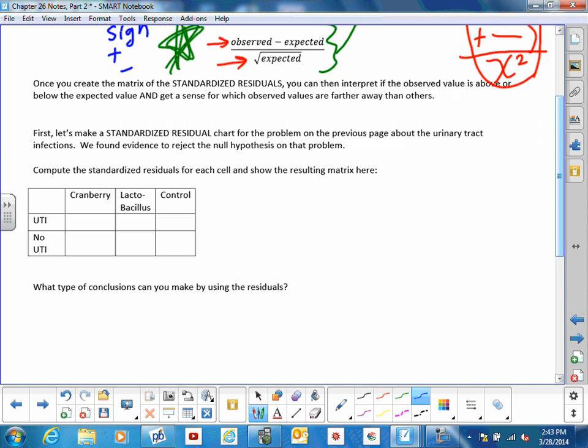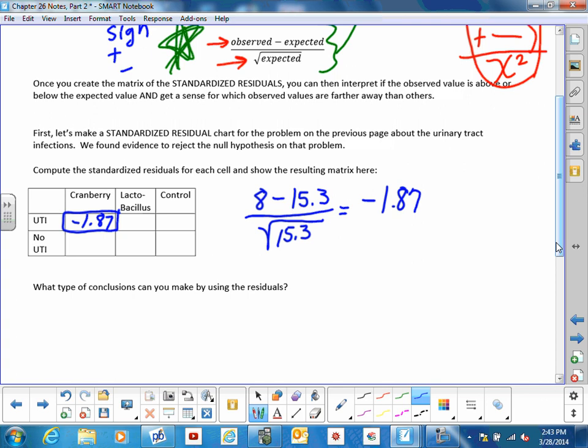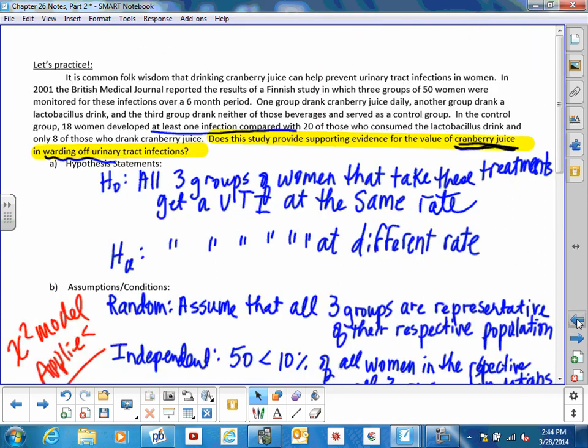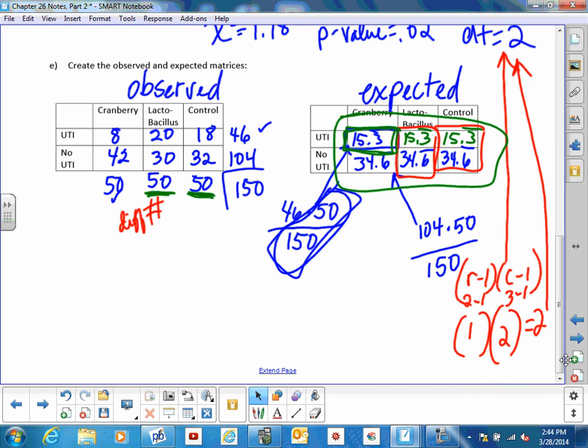We want to do this for each category, so I'm going to do this one. If you look on the previous page, our observed UTI was 8 minus the expected cranberry UTIs. What was expected? 15.3, divided by the square root of expected. So that value is negative 1.87. So, of course, I can see this is below expected. I could see that actually from looking at the two matrices themselves. But what we're going to get is something better than all that information. I'll talk about it in a second.